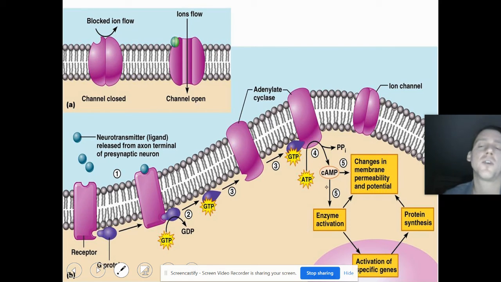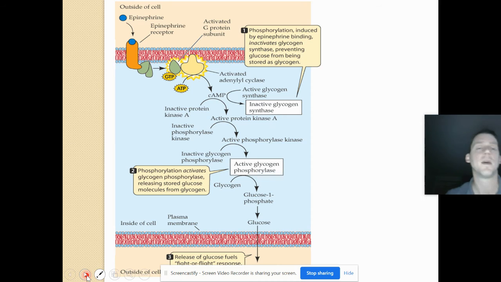cAMP is our second messenger, and you can see that there are two arrows coming from cAMP, because cAMP can do many things. One of those things it can do is activate an enzyme, so it can start a protein kinase cascade, and at the same time, it can change membrane permeability by opening up that ion channel. So adenylyl cyclase is churning out a ton of cAMP. These cAMPs can activate enzymes, and they can change the permeability of various membrane proteins, opening up those ion channels.